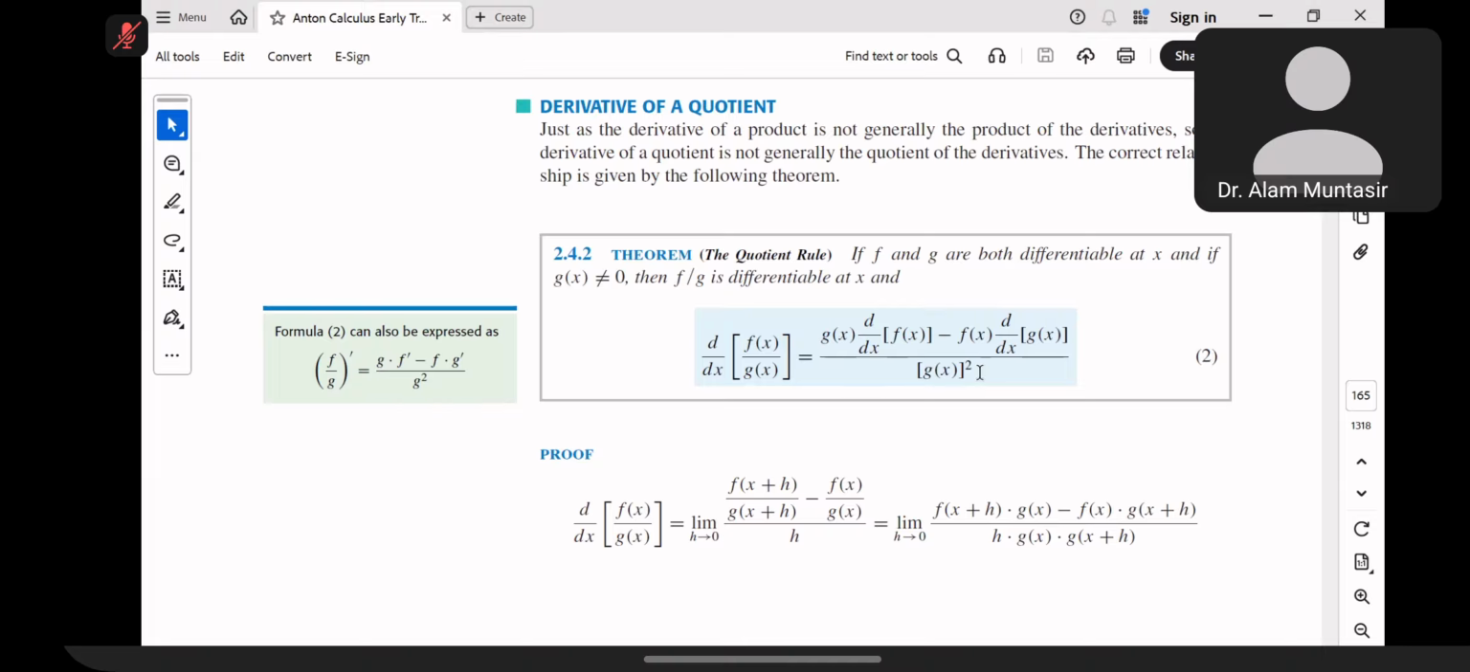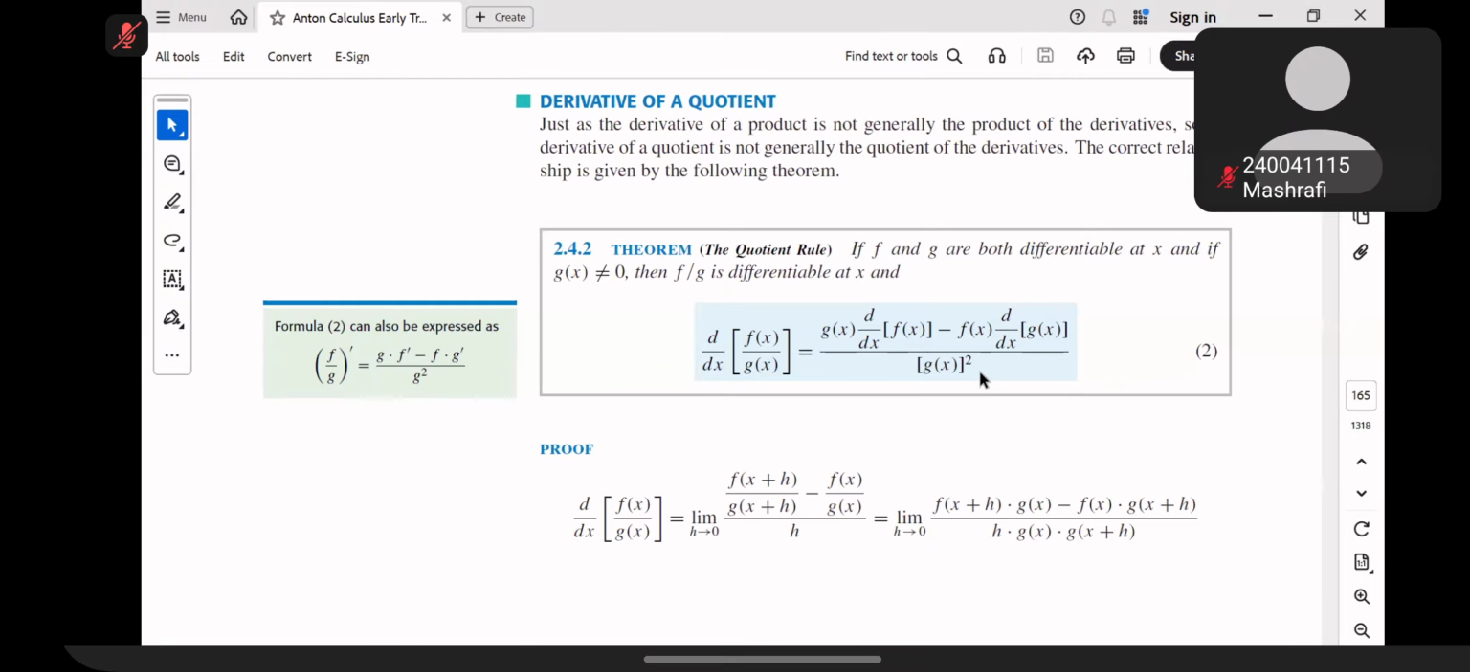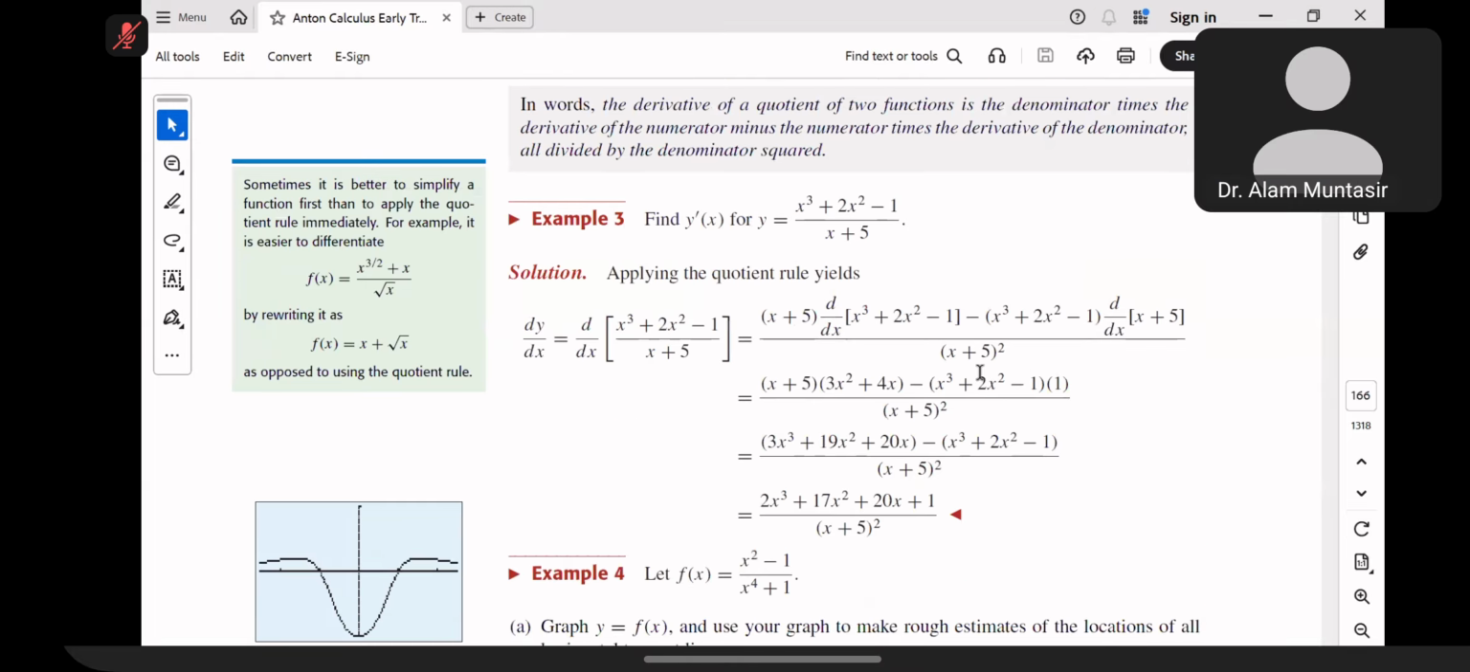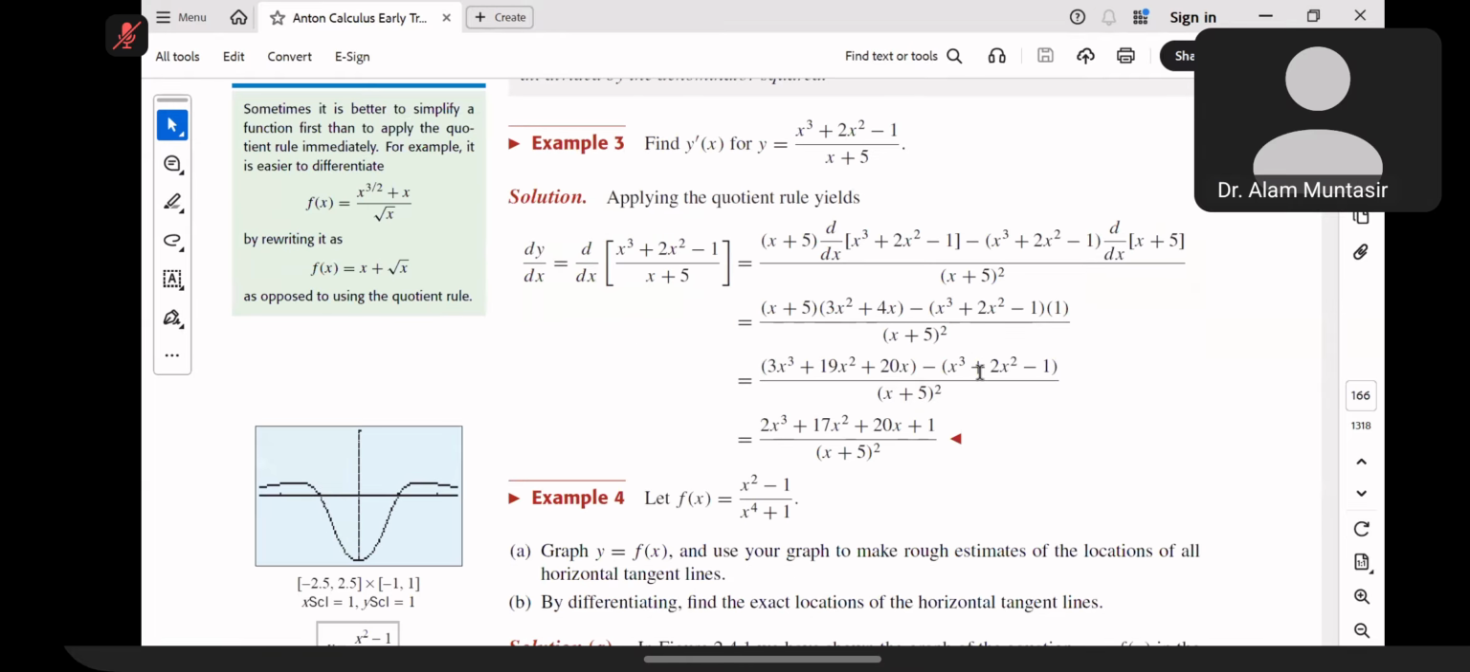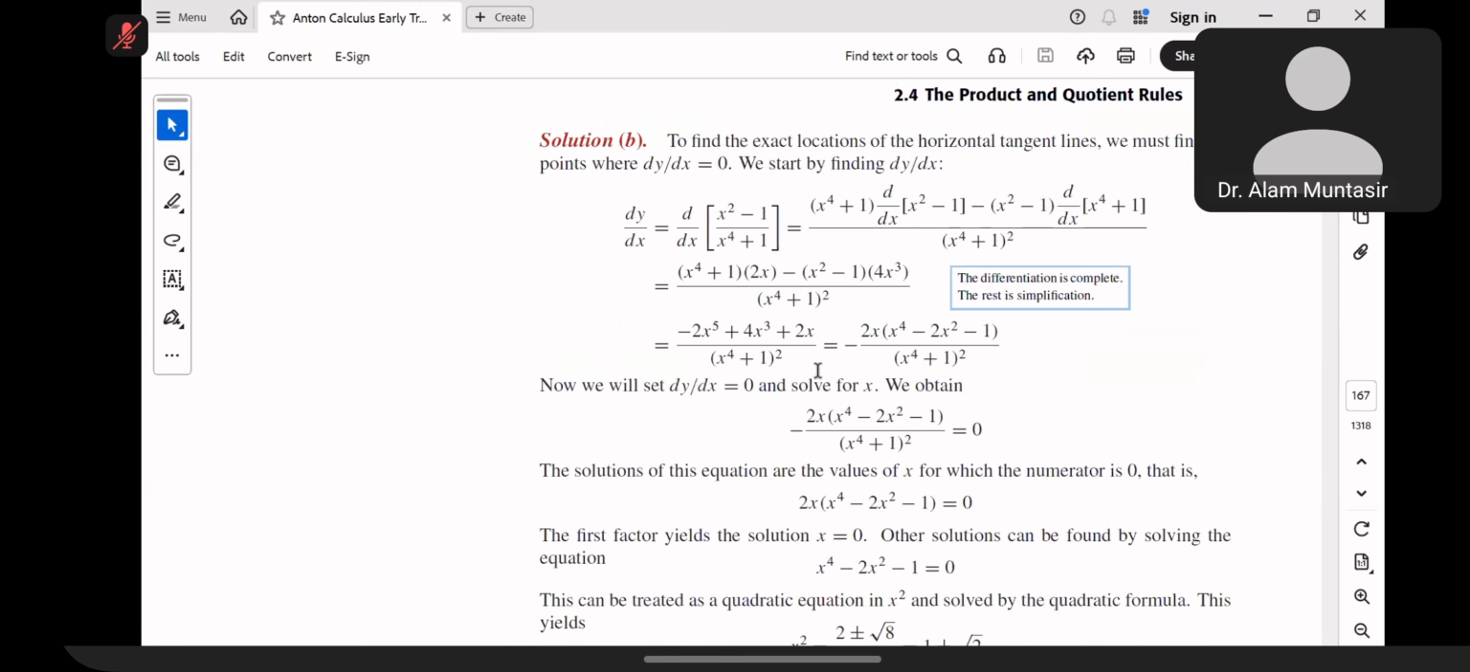Have you studied this rule before? Yes, sir. So I think you can apply this rule to get the differentiation of a quotient function. Very simple and very easy as well.